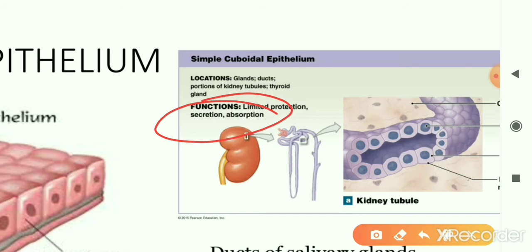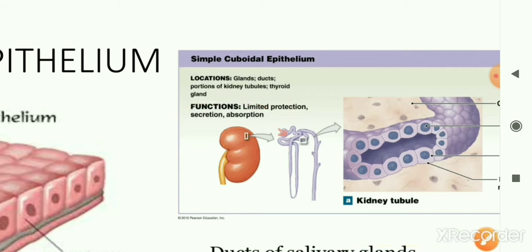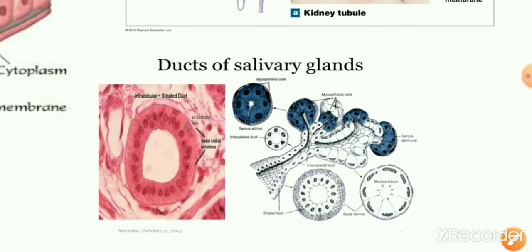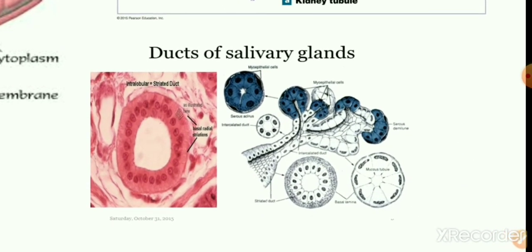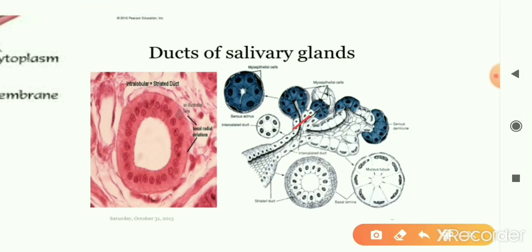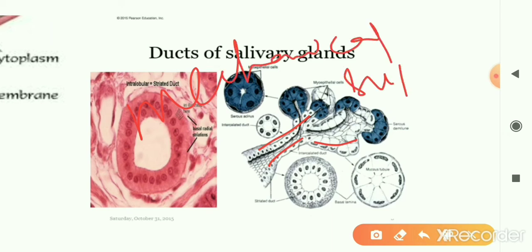So in the tubules of kidneys, the simple cuboidal epithelium is involved in secretion and absorption, whereas the ducts of glands like the salivary gland, bile duct, all the ducts, are also made up of this cuboidal epithelium, and there the function of cuboidal epithelium is to give mechanical support. So they give mechanical support and protection.